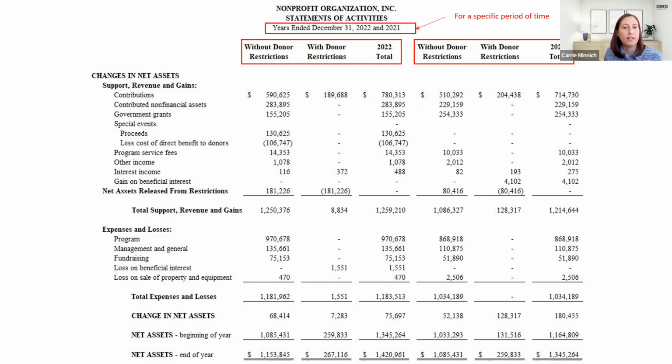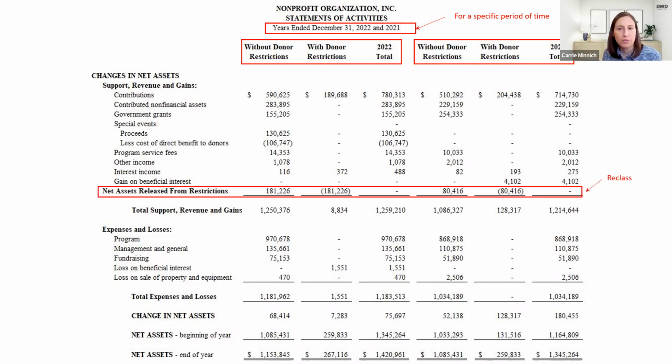Nonprofits are required. Also wanted to mention this line here, net assets released from restrictions. You can see that in both 2022 and 2021, there are two amounts and they offset each other. They net to zero. This is just a reclass. What this is doing is you have two columns, without donor restrictions and with donor restrictions. So you have two pockets. That's really what it's doing. It's just putting the money from one pocket to the other.